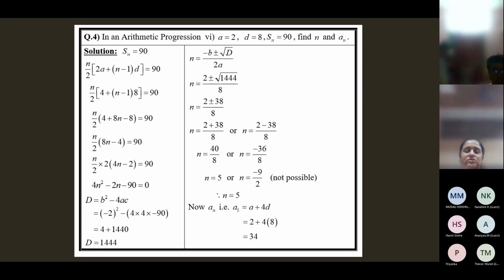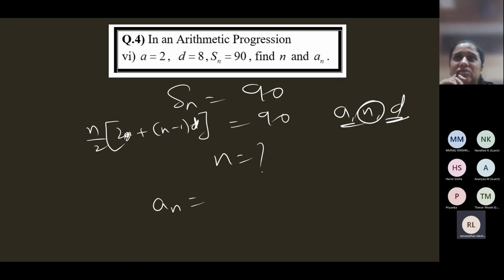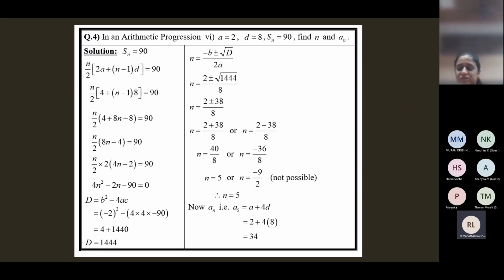Take a screenshot, finish this. Do we know the quadratic formula? I think I've explained it once to you, no? Quadratic formula. Yeah, please take a screenshot and finish this one. That's it. We'll end the class with this one.